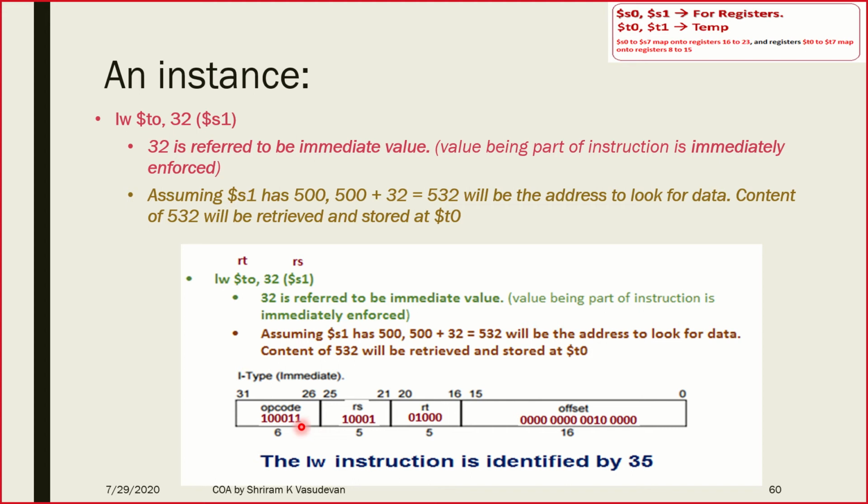Here there is no variance available with LW. Just like what we had in R-type instructions, we had addition and subtraction there. That's why we had a function code. We do not have any function code here because load word is the only operation available with this opcode. So the opcode for load word is 35. Now when you convert it to binary, you use 32, 16, 8, 4, 2, 1. Now 35 is 32 plus 2 plus 1. So that's it. We have framed it.